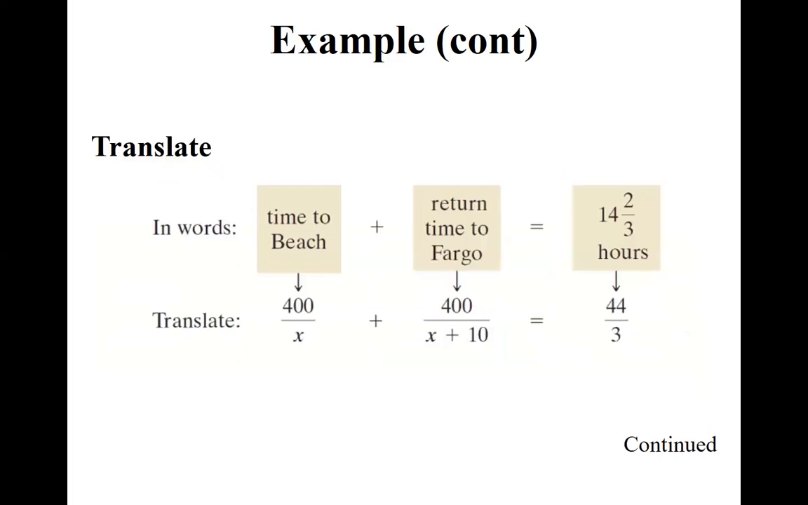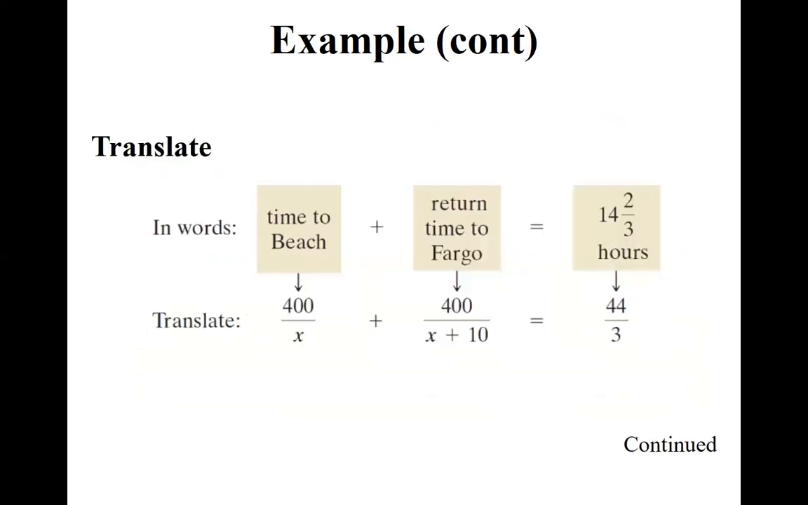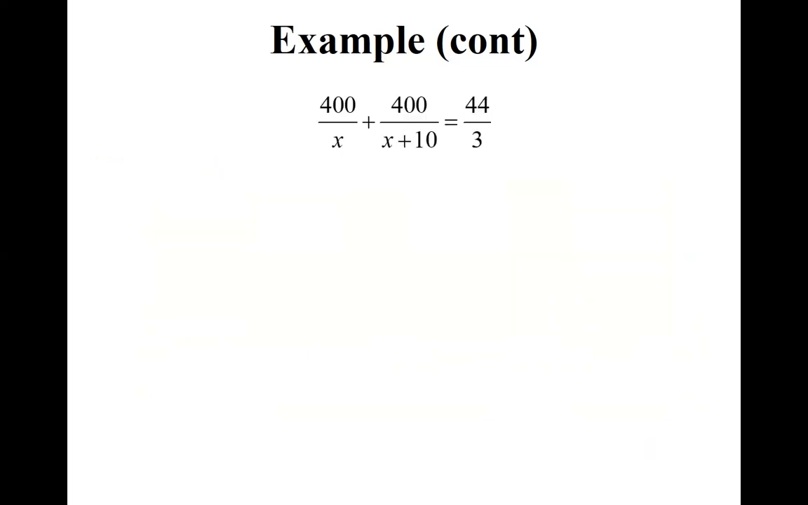So the time to Beach plus the return time to Fargo, we're told, was 14 2/3 hours. 14 2/3 is 44 thirds. This is a direct translation of what we're told. Her total time was 14 2/3 hours. That's both legs of the trip. So we solve.